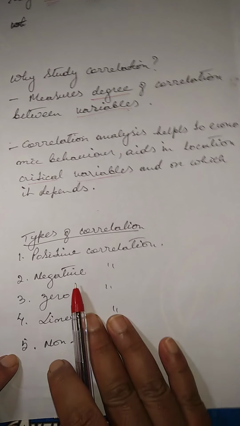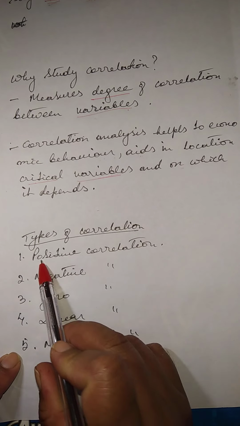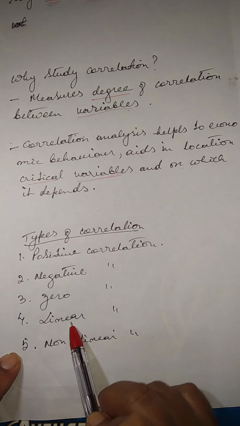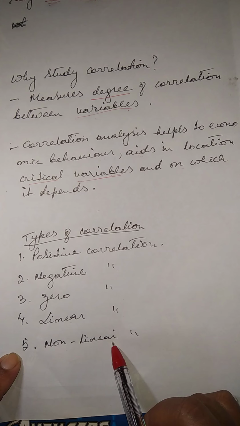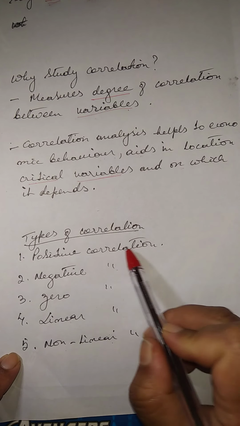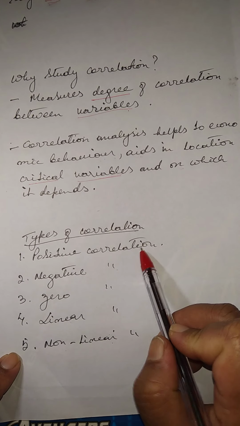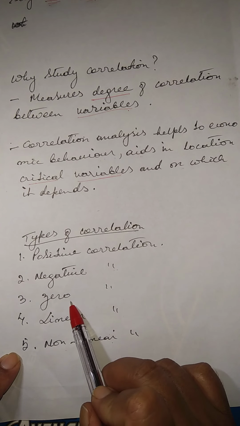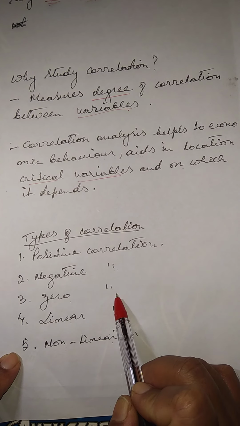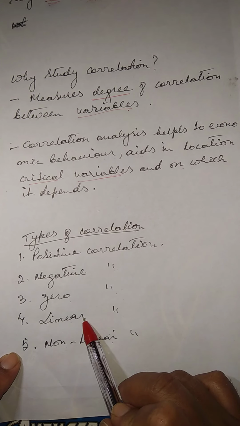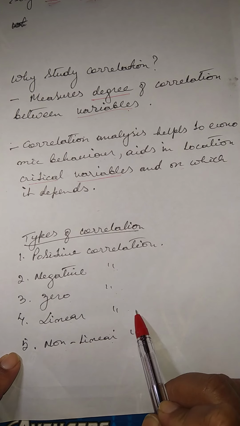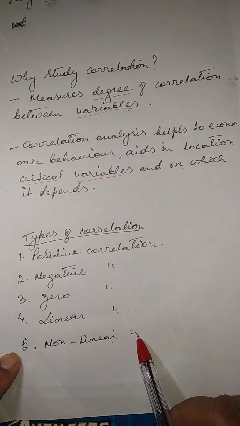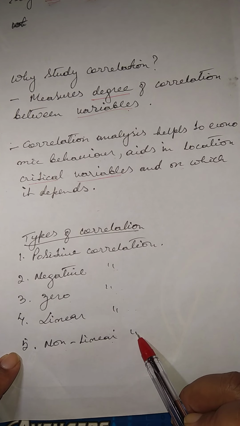I'm giving you 5 types of correlation: positive correlation, negative correlation, zero correlation, linear correlation. Okay, positive correlation when they move in the same direction, negative correlation when they move in the opposite direction, and zero correlation, that means when there is no movement at all, and linear correlation when there is a constant change in the variable, and then non-linear when there is a fluctuating change in the variable.